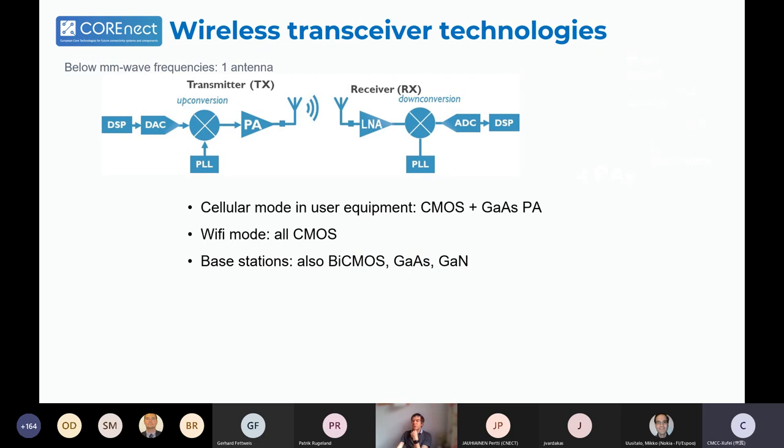Now, the most simple transceiver architecture that you see here is used for all communications at the frequencies below the millimeter wave region. It's also in your cell phone or tablet or Wi-Fi module of your laptop, for example, but it's also the architecture in the base stations of wireless infrastructure. And here there is a dogma or an axiom, I could say: whatever can be realized in CMOS is usually done in CMOS. But when more power is needed than what CMOS can offer, then SiGe BiCMOS or gallium arsenide or gallium nitride is used instead.